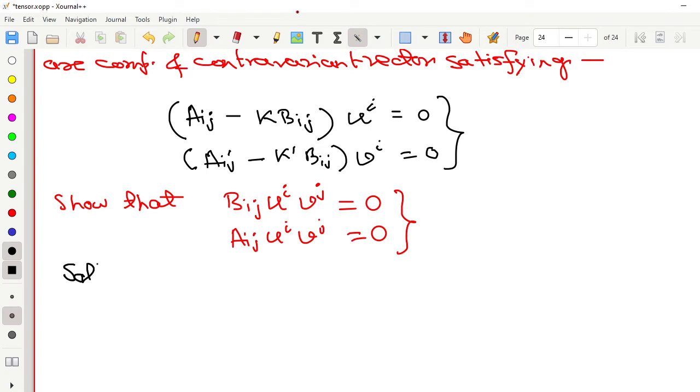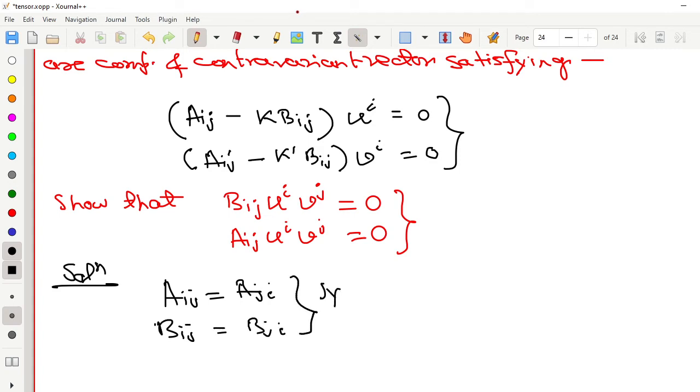Solution. First, Aij and Bij are symmetric, so I write Aij equals Aji, Bij equals Bji, since they are symmetric. Symmetric nature. That is done.